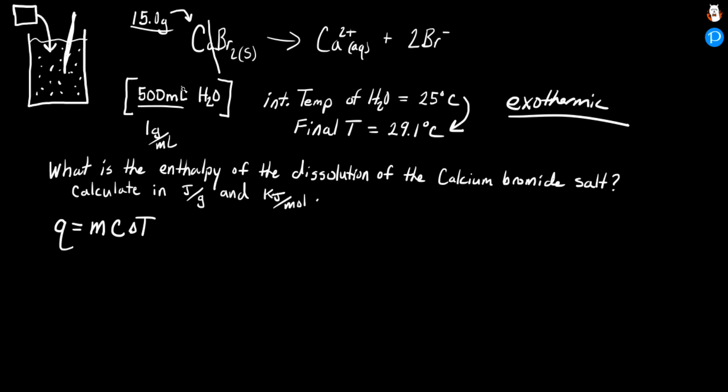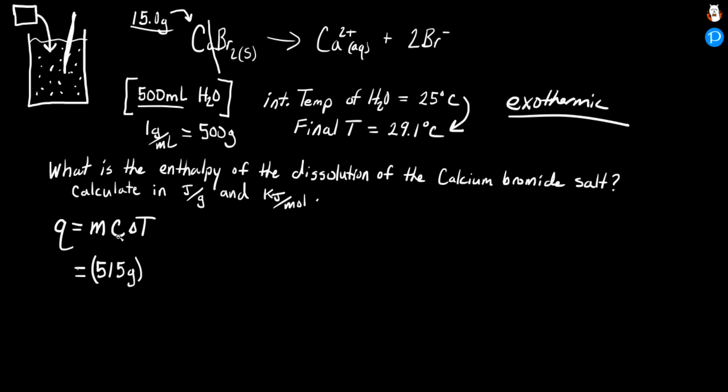And so if you know how many milliliters of water, you automatically know how many grams you have, because the density is 1 gram per milliliter. So if I've got 500 milliliters of water, that means I've got 500 grams of water. So now I know the mass of the water and I know the mass of the calcium bromide, which means the total mass, I'm going to write it down here. The total mass of the system is going to be 500 plus 15. So everything together is 515 grams.